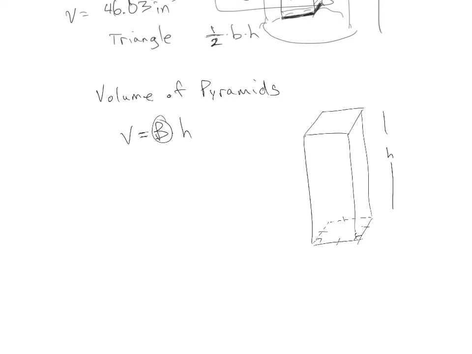Yes, that's still the same for pyramids, except for this. A pyramid looks like this. So that would be a pyramid inside that prism. So there's no way it can be identical to the volume of a prism. It is 1/3 of the volume of the prism.